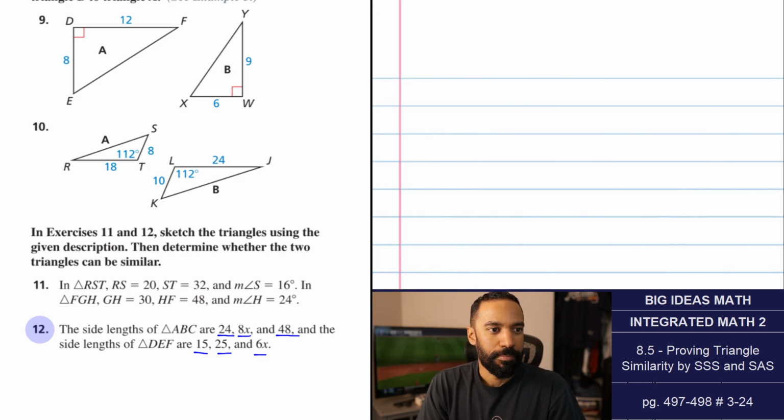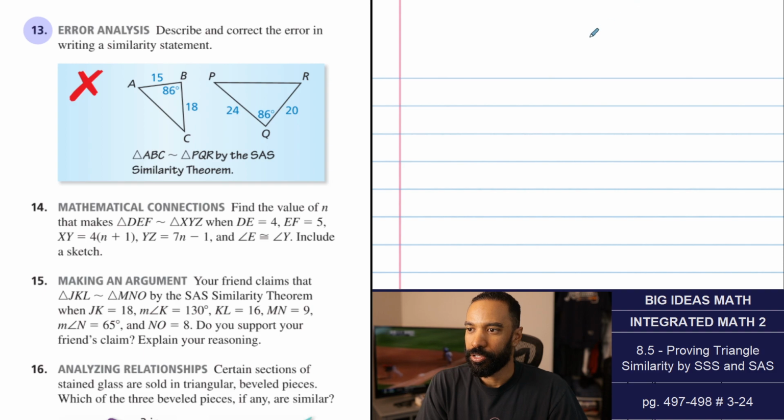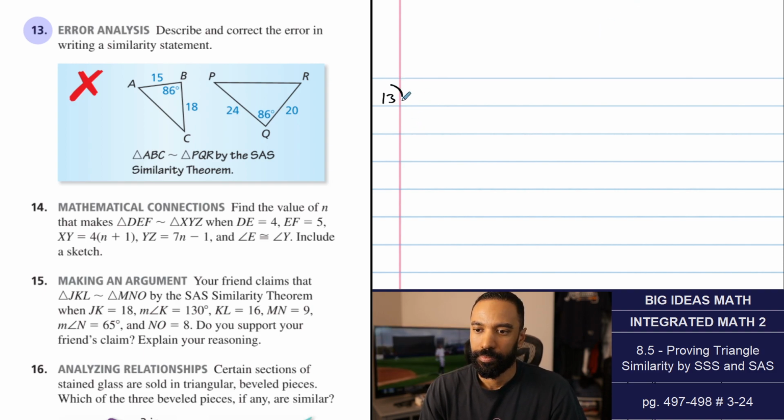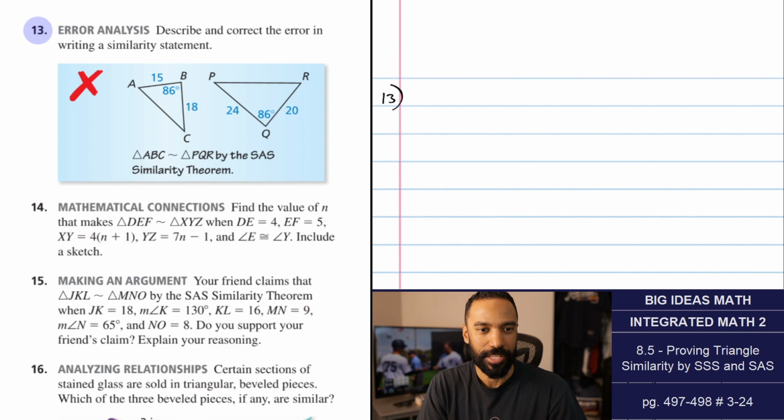All right, let's keep moving to the next page. Let's go to number 13. We're about halfway through. So yeah, these problems can go as long as they have to, right?